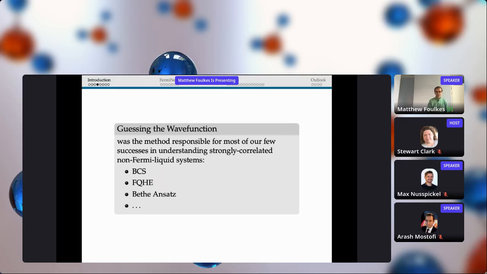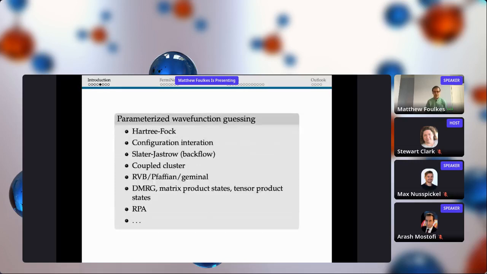The Bethe ansatz solves many 1D problems. So it's kind of indirectly responsible for ideas like spin-charge separation. So there are lots of these things. If you want to find out about states you don't already know, this seems to be as good a way as any. And there's also a big industry of what you might call parametrized wave function guessing.